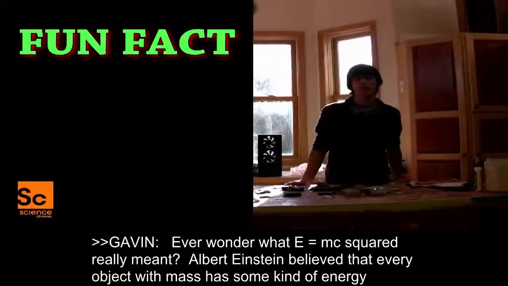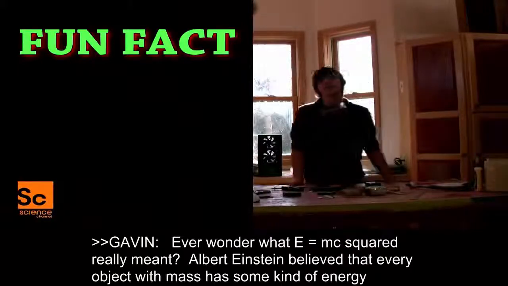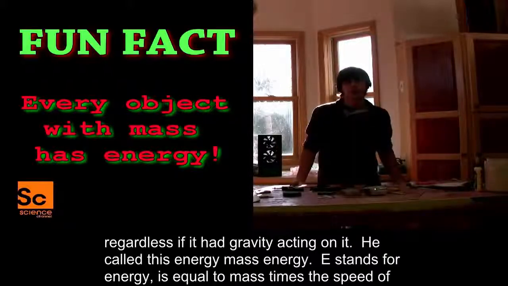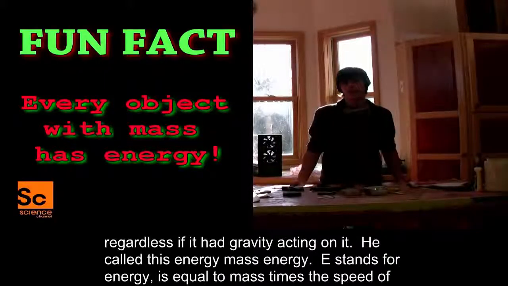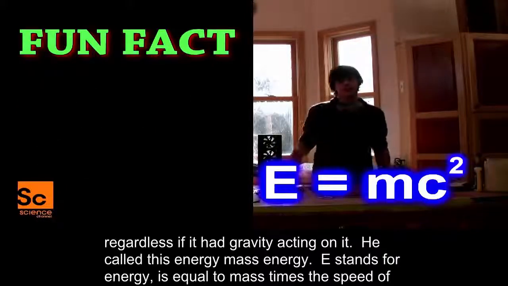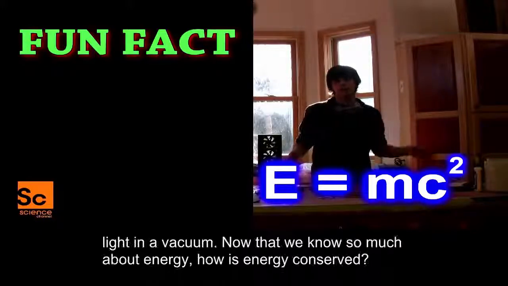Ever wonder what E equals mc squared really meant? Albert Einstein believed that every object with mass has some kind of energy, regardless of if it had gravity acting on it. He called this energy mass energy. E, which stands for energy, is equal to mass times the speed of light in a vacuum, squared.